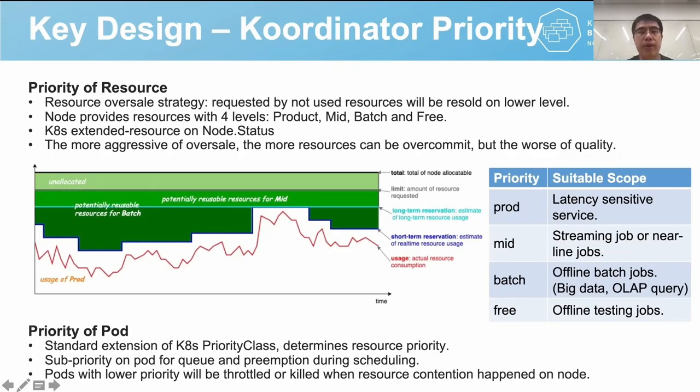There are two key designs in Koordinator. The first is resource priority. Koordinator provides a resource overselling strategy. It means that the requested but unused resources can be resold at a lower level, so that the node can provide several levels of resources as product, mid, batch, and free, which are expressed as extended resources on the node status. And the more aggressive the overselling strategy, of course, the more resources can be overcommitted, but the quality will be worse.